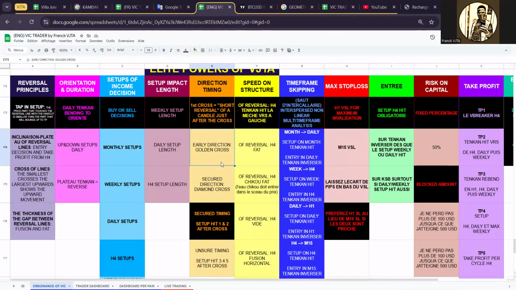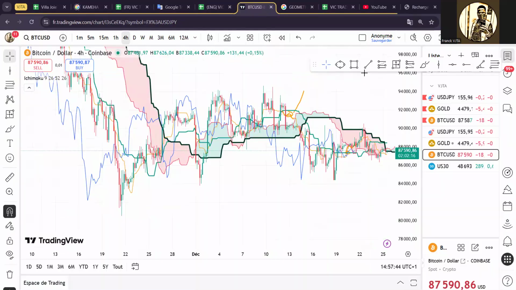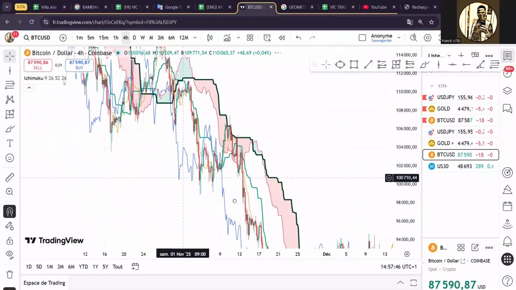Now we have the early direction, which is the golden direction, the golden cross, and the secure direction, which is the diamond cross.